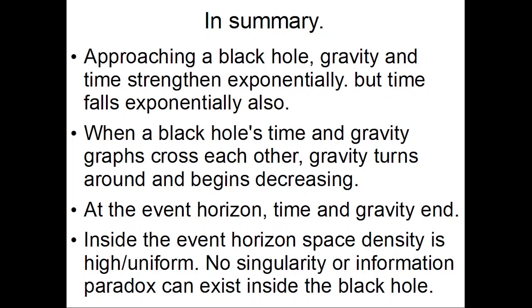Approaching a black hole, gravity and time strengthen exponentially, but time falls exponentially also. When a black hole's time and gravity graph cross each other, gravity turns around and begins decreasing. At the event horizon, time and gravity end. Inside the event horizon, time, gravity, entropy, etc. can't exist, and space density is high but uniform. No singularity or information paradox can exist inside the black hole.